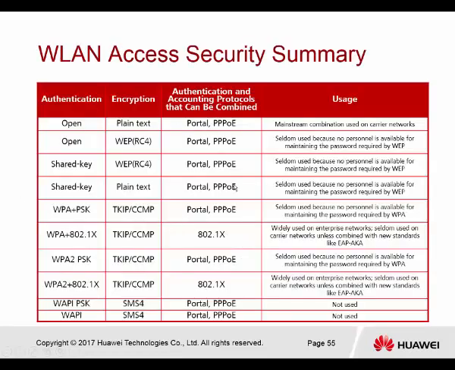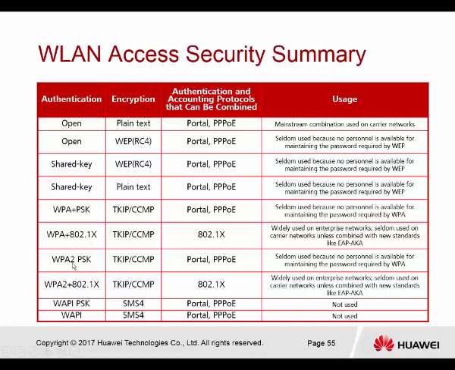So this is a summary for all the different types of authentication, so we can compare all of those. Open authentication means there's no authentication at all. For encryption, you can choose plain text or WEP. What can they support? Portal and PPPoE. For shared key, they support WEP or plain text. WPA pre-shared key, or you can use WPA 802.1x. Both of them can also support TKIP and CCMP. If you're going to use a pre-shared key, you can support Portal and PPPoE. For 802.1x, of course it's only 802.1x.